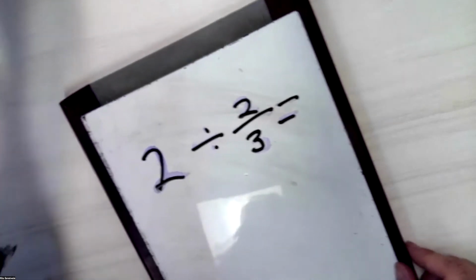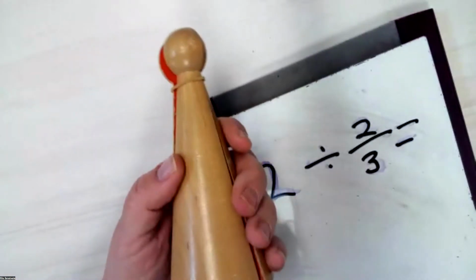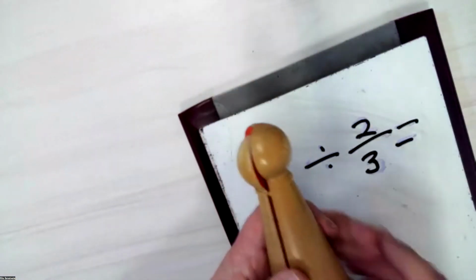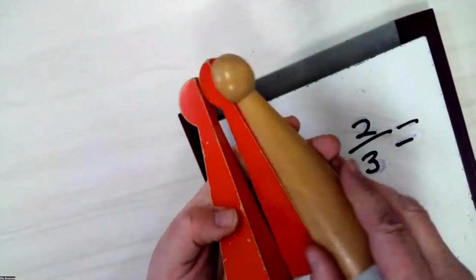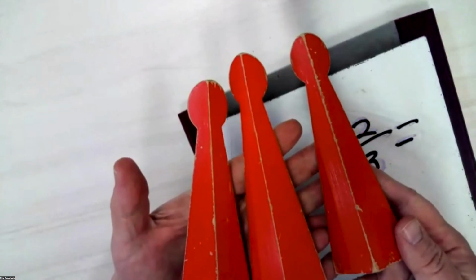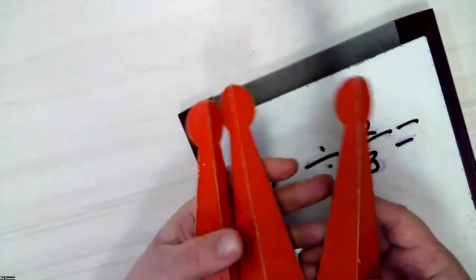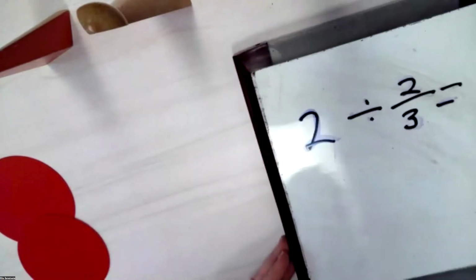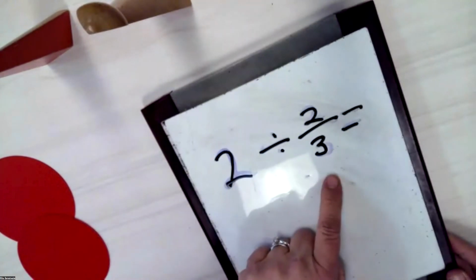So we have these rather large thimbles, and these thimbles are broken up into some different pieces. This one is broken up into thirds, so it stands for thirds. So we say, all right, we can take our 2 wholes and we want to divide it by 2/3.